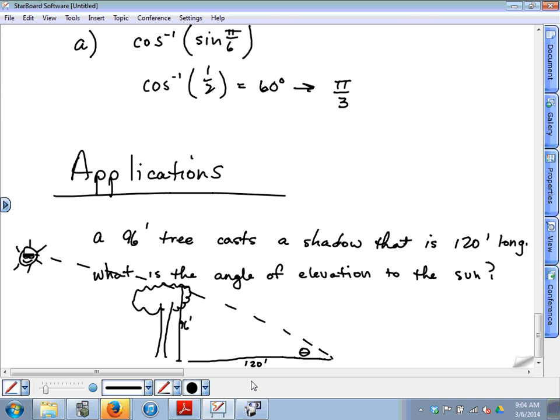By the way, an angle of elevation is always in reference to a horizontal line going up. That's why it's called an angle of elevation. You never refer to a vertical line. That's why I didn't put the angle theta here. It's cool, huh?